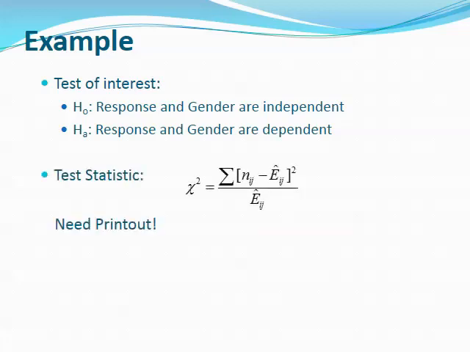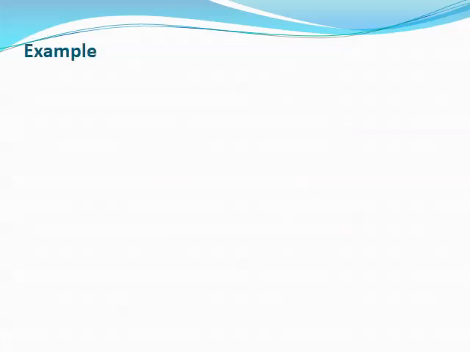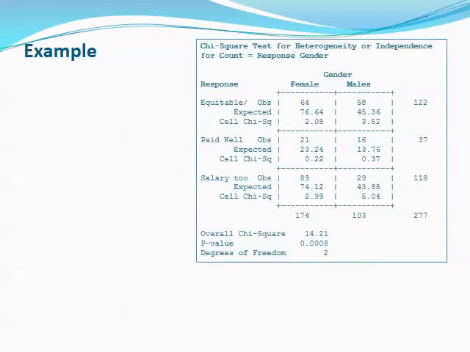I'm going to go to statistics and enter the information. I'm just going to show you what these printouts look like. I'm not going to ask you to do a whole lot with this type of analysis, but I want to show you what the printouts look like. It gives me my table. So the different numbers you saw in that table, the 64, the 21, the 89, the 58, the 16, the 29.